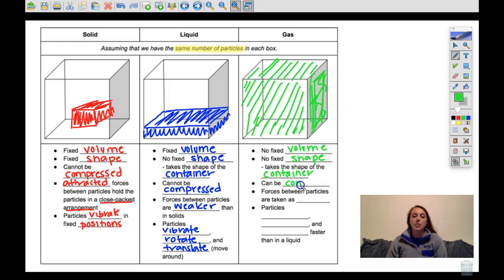Gases can be compressed. So if you're familiar with aerosol cans or spray paint, all of that gas is compressed into a small area, which allows it to flow out of the straw. So because there's no fixed volume, we can assume that the forces between the particles are taken as zero, meaning that there's no attractive force between the particles.